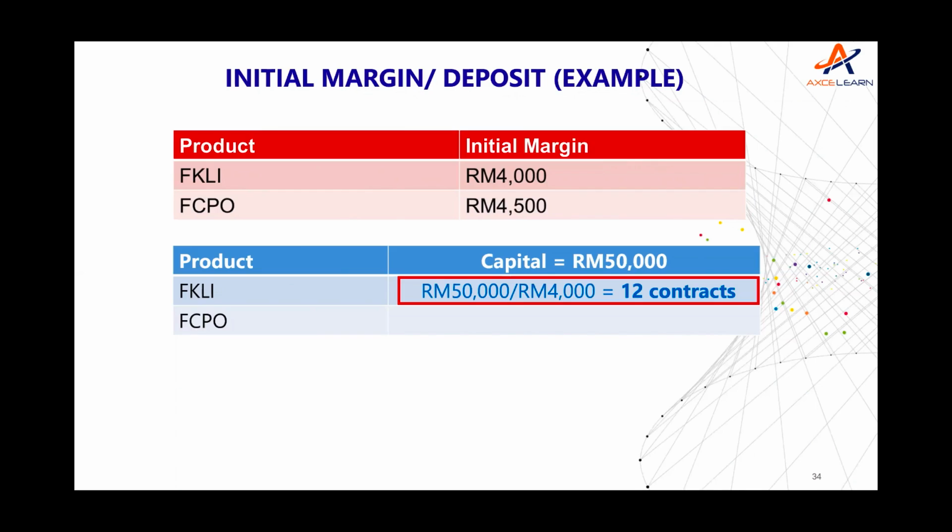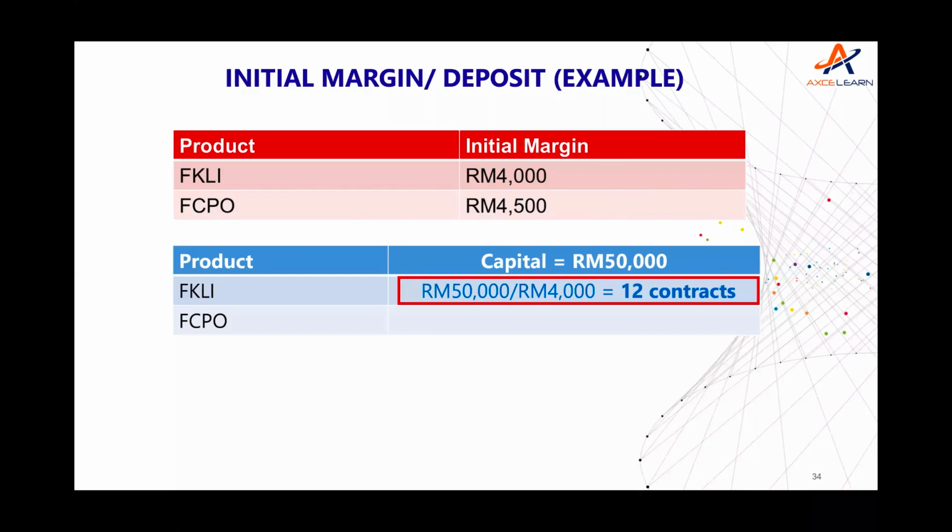Let's say every pack of nasi lemak costs you Ringgit Malaysia 2. How many nasi lemak can you buy with Ringgit Malaysia 10? It's exactly the same concept. You take Ringgit Malaysia 10 divided by Ringgit Malaysia 2, meaning you can buy 5 packs of nasi lemak. So if today you are allocated 50,000 of capital, or you decided to invest 50,000 of initial capital, and every contract costs you 4,000, how many contracts can you trade? The most you can trade is 12 contracts.